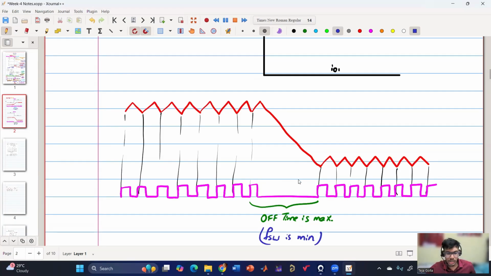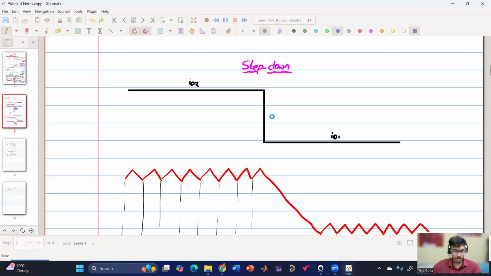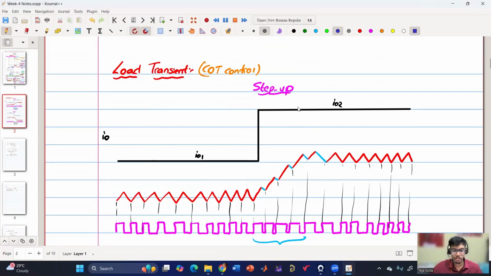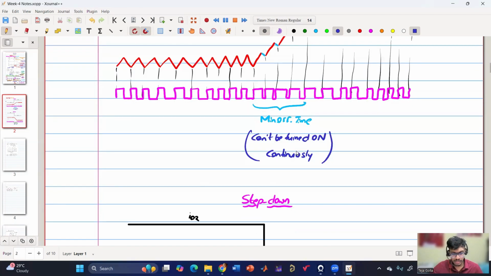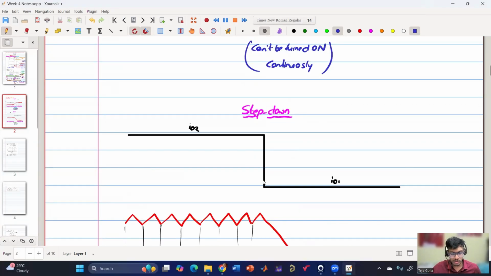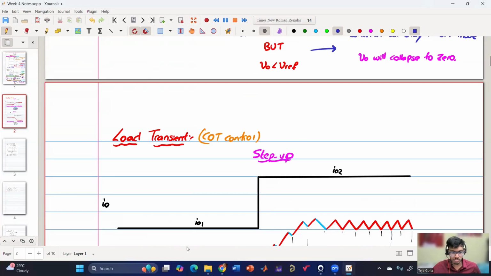So constant on time has a better step down response, but not as good a step up response because of the minimum off time. Whereas in the step down, it can turn off for continuous time without any limit. So it can be made much faster. So step down response will be superior compared to the step up response for constant on time control. Is this clear?